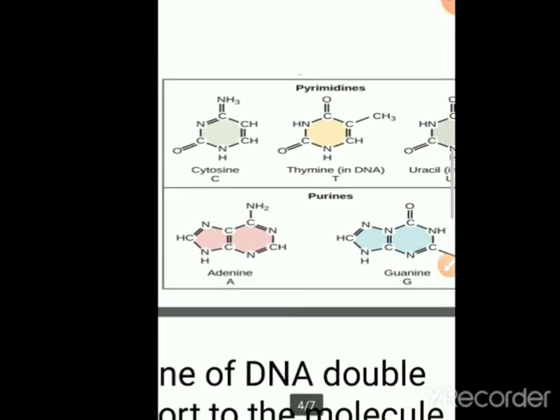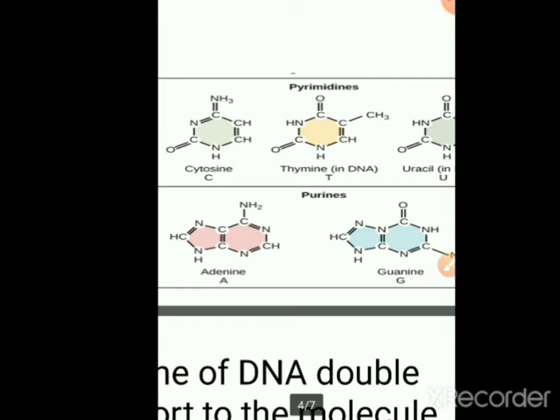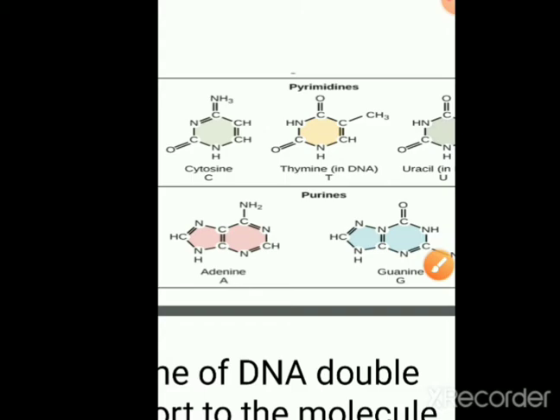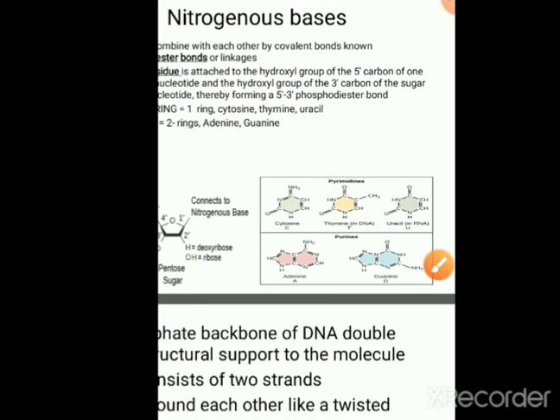When it comes to the pyrimidine, they contain one ring, and when it comes to the purine, two rings are joined together. You can see this one, but when you compare the rings on this side, like cytosine or thymine, one ring is there. So simply, that is the major difference. Pyrimidine consists of one ring, while purine consists of two rings joined together.